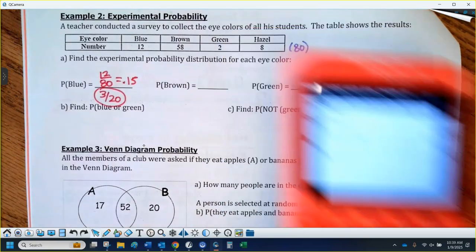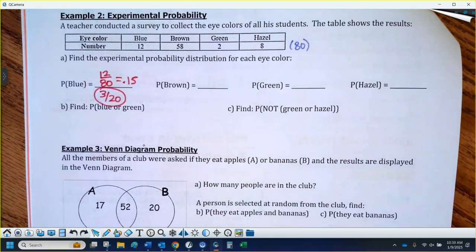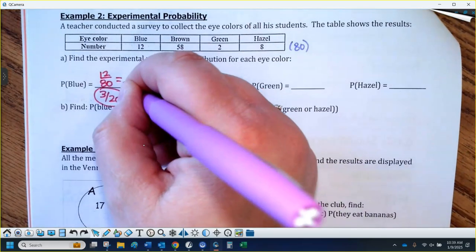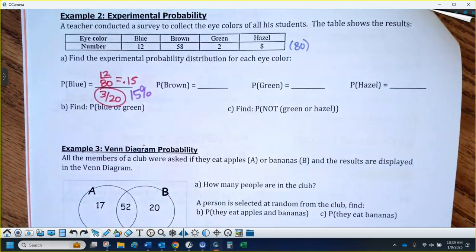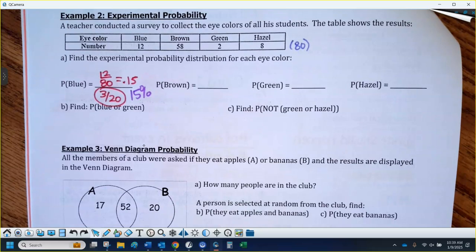If you actually like the percentage better, does anybody know what that would be as a percent? The 15%, you're just going to scooch the decimal over 2 spots. So it'd be a 15% chance I'd randomly select somebody out of his classes that would have blue eyes. Okay, how would you figure out the probability if somebody would have brown eyes out of his classes if we randomly picked one of them?